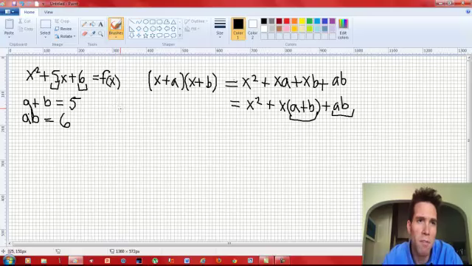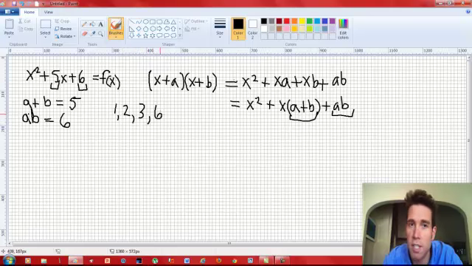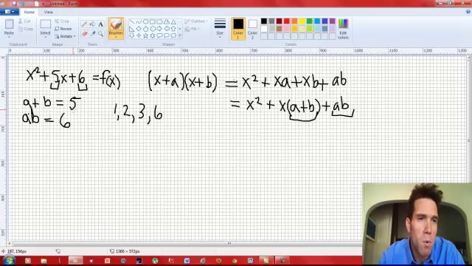Now what we want to do is find the common factors of 6. So we can just write those down right here. Just 1, 2, 3, and 6. These are all the numbers that multiply evenly into 6. So we want to find two of these numbers that, when added together, equal 5. So clearly we have 2 and 3 here. So a plus b equals 5, 2 plus 3 equals 5. And when you take these same two numbers, 2 and 3, and multiply them together, we have 6. So we have our match here that will work.